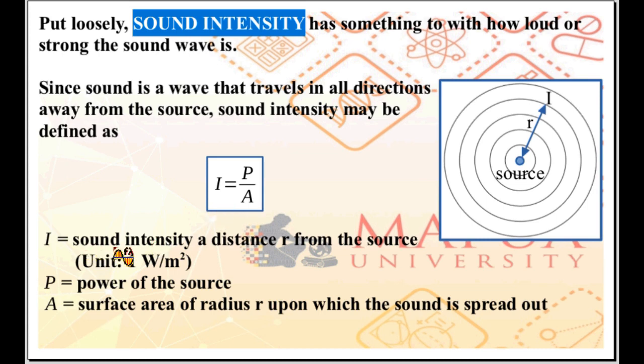I is the sound intensity at a distance R from the source. I is equal to P over A. P is in watts. A is in meter squared. So the unit for sound intensity I is watts per meter squared. Again, intensity I is equal to P over A for sound, a wave that travels in all directions away from the source.